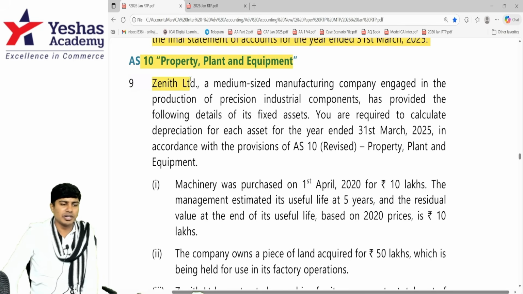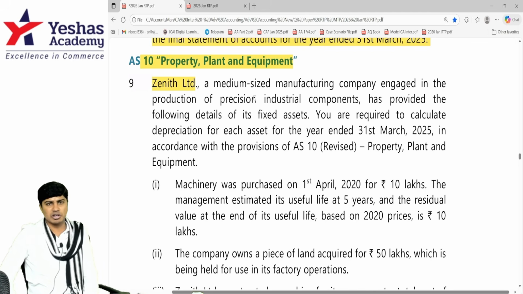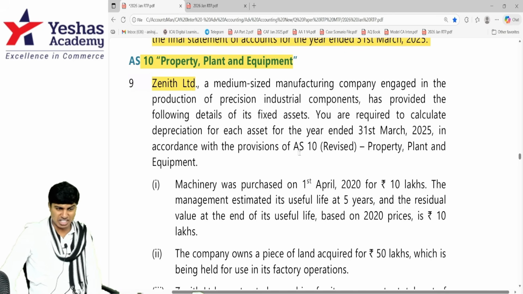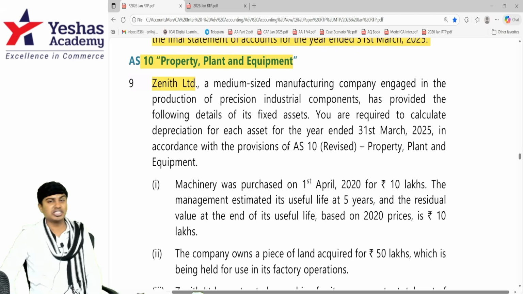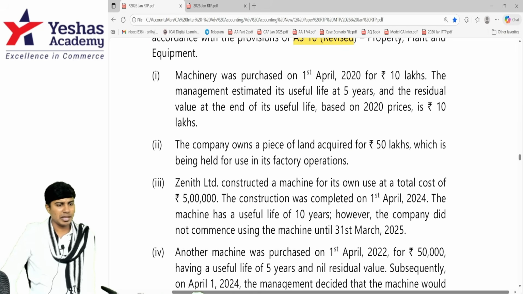Same company in which you are accountant, Zenith Limited, a medium-sized manufacturing company engaged in production of precision industrial components, has provided the following details regarding fixed assets. You are required to calculate depreciation for each asset for the year ended 31st of March 2025. Provisions of AS 10 to be applied properly. Machinery was purchased on 1st April 2020.